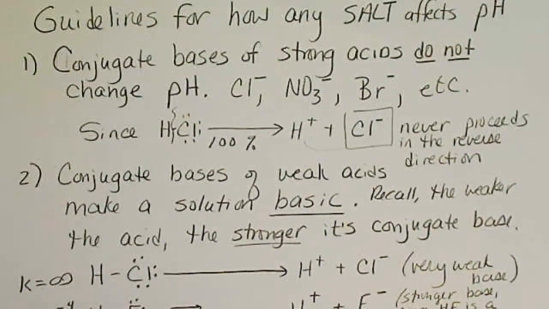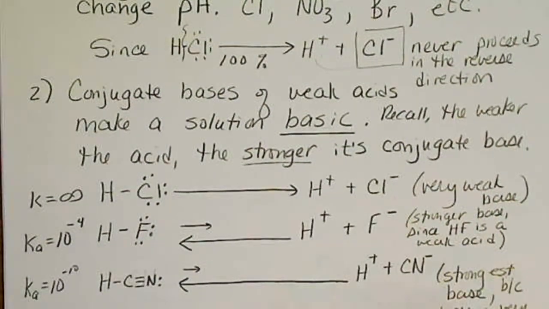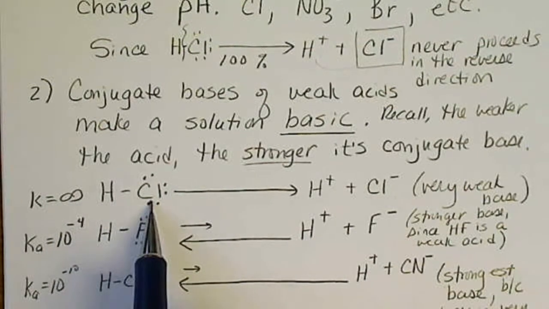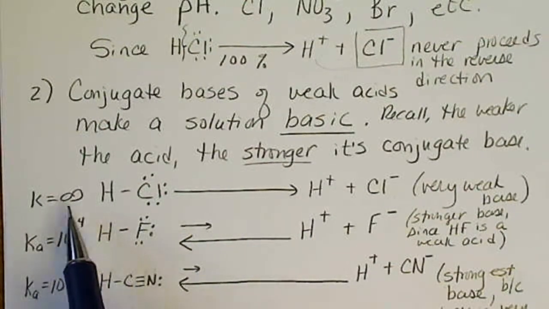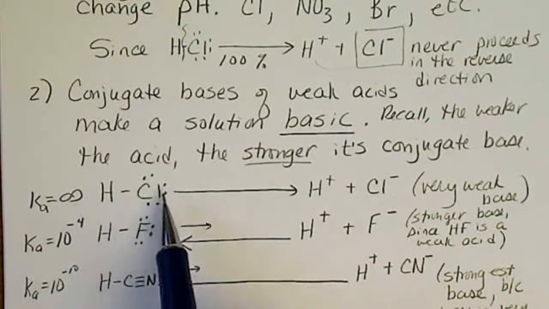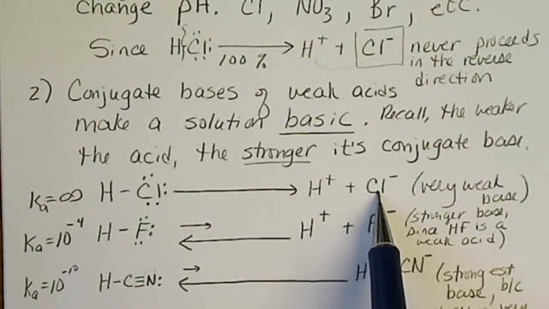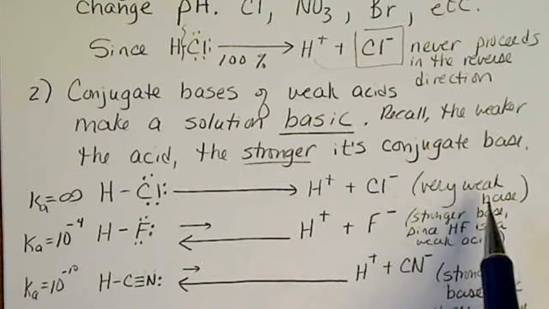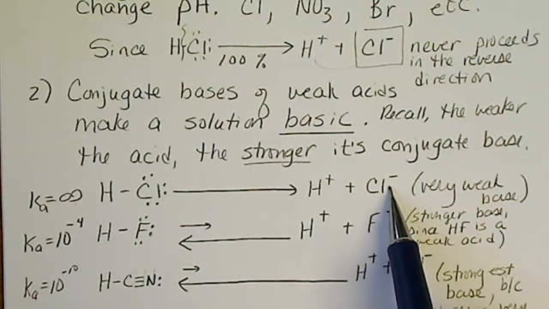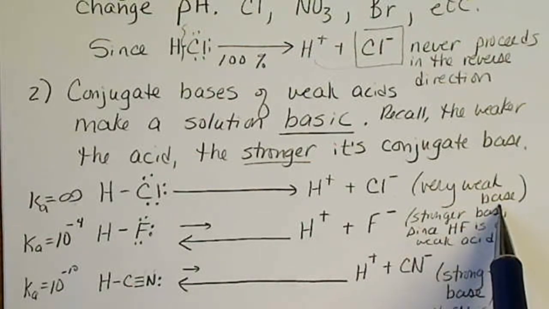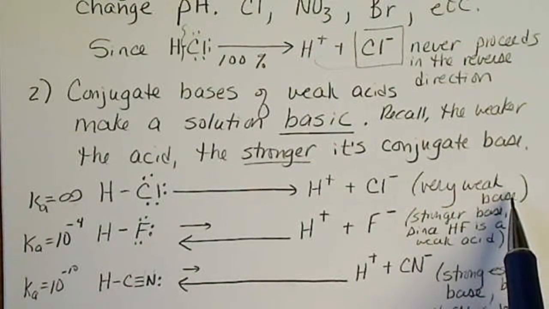Along those same lines, the conjugate base of a weak acid will make a solution basic. From our earlier discussion of conjugates, the weaker the acid, the stronger its conjugate base is. And all that has to do with is where the equilibrium lies in that dissociation of the acid. There is no equilibrium constant for a strong acid. I put infinity here as the equilibrium constant, but that doesn't make any sense. Infinity means this reaction goes completely to the right. So a strong acid will have no equilibrium, and the conjugate base of a strong acid is very, very weak.